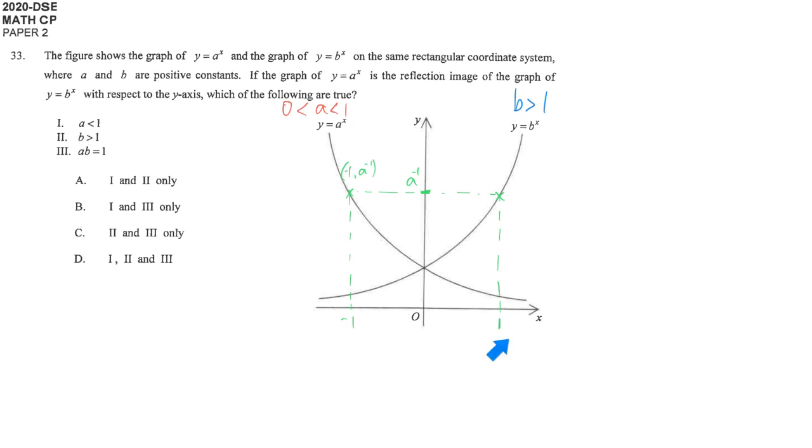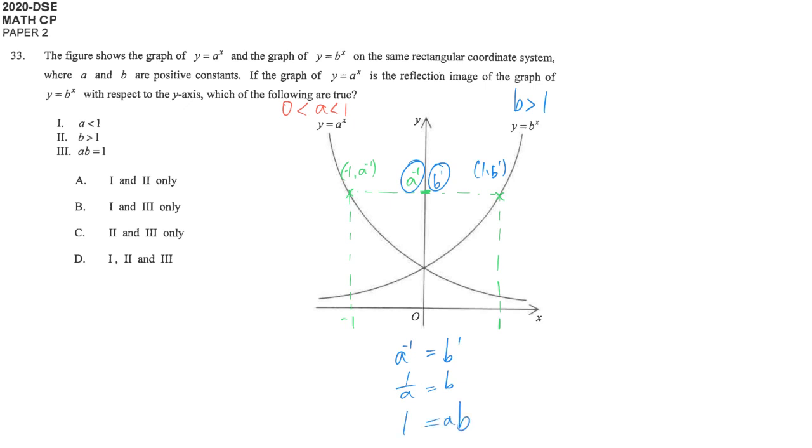From another point of view, when x is equal to 1, this point is 1 and then b power of 1. So this is b power of 1. These two represent the same height, so we can draw the conclusion: a power of -1 should equal b power of 1. 1 over a equals b. That's why ab is equal to 1.